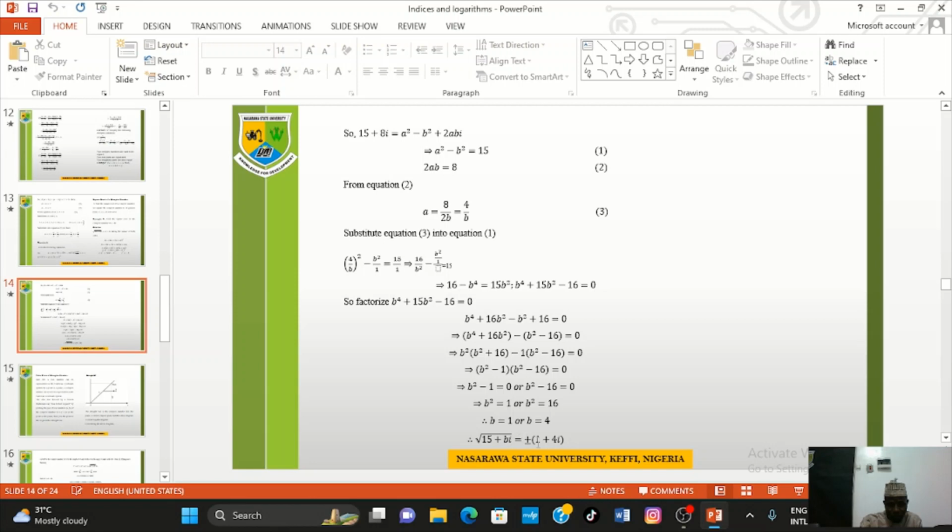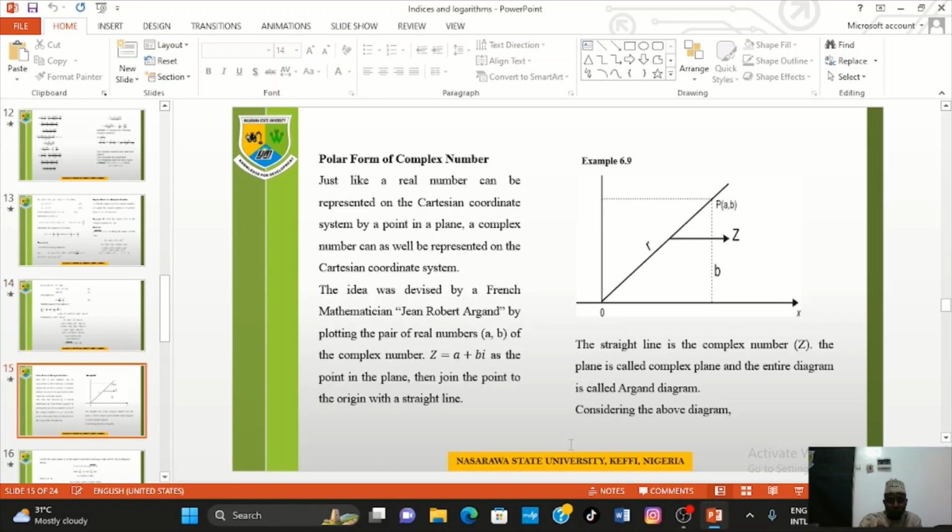Plus or minus, open bracket 1 plus 4i, close bracket. So it's in polar form of complex number.